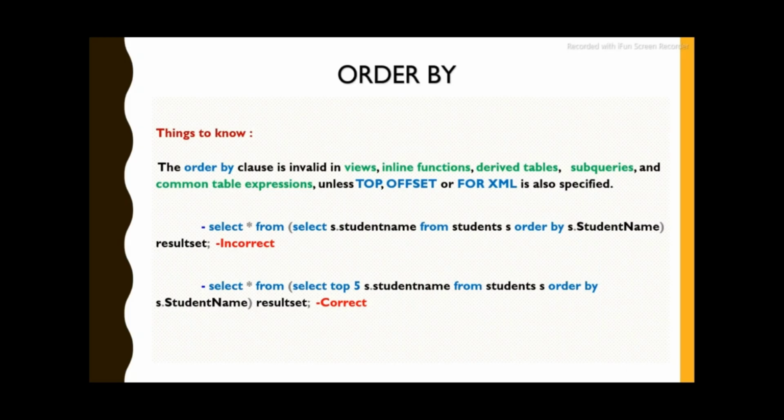So let's see the things to know about the order by clause. The order by clause is invalid in views, inline functions, derived tables, subqueries, and common table expressions, unless TOP, OFFSET, or FOR XML is specified. Consider the below example with a subquery. If you don't know subquery, don't worry, we will see it in our later sessions. But for example, let's consider this subquery.